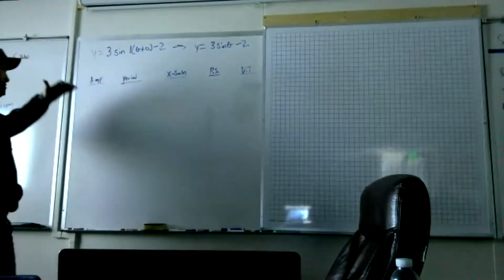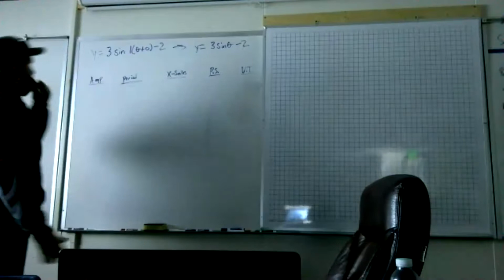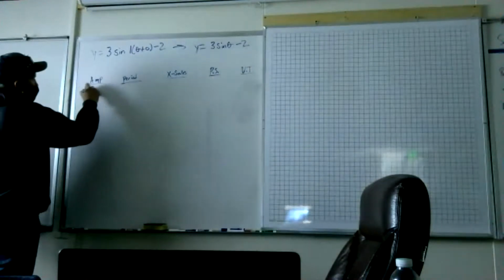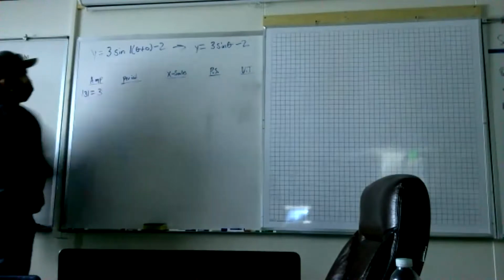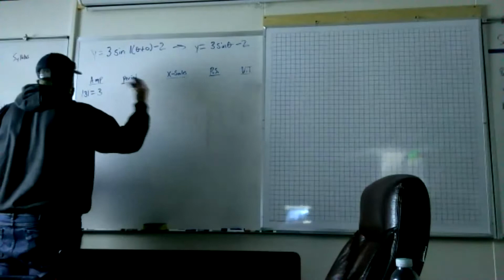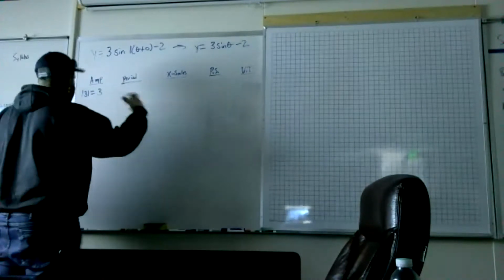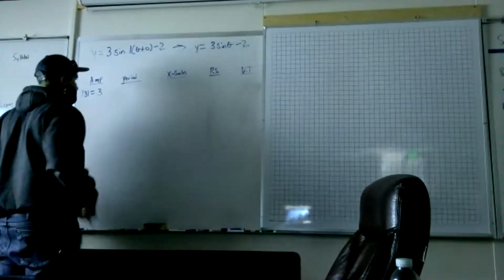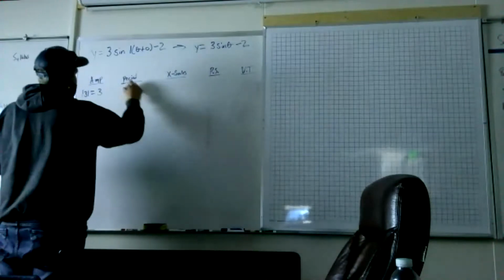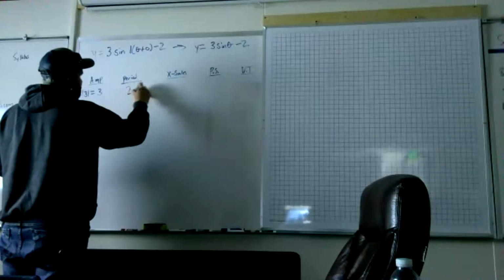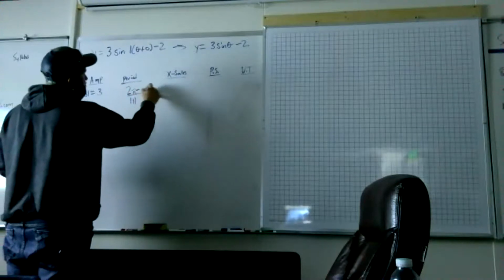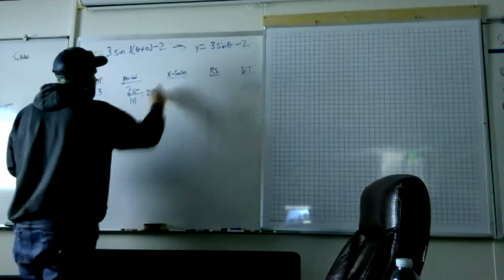It's moved my graph down, but it's expanded it vertically. So the amplitude comes from the absolute value of A. It's the absolute value of 3 in this case, which is equal to 3. The period is either 2 pi divided by the absolute value of B or 360 divided by the absolute value of B. Both are acceptable, but in this case, I'm going to do it as radians again because you have less experience with that. So 2 pi divided by the absolute value of 1 is equal to 2 pi.